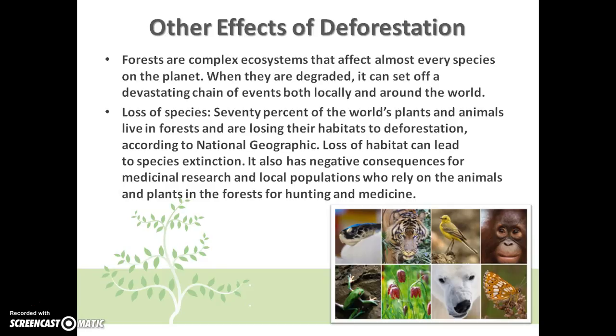70% of the world's plants and animals live in forests and are losing their habitats to deforestation. According to National Geographic, loss of habitat can lead to species extinction. It also has negative consequences for medicinal research and local populations who rely on the animals and plants in the forest for hunting and medicine.